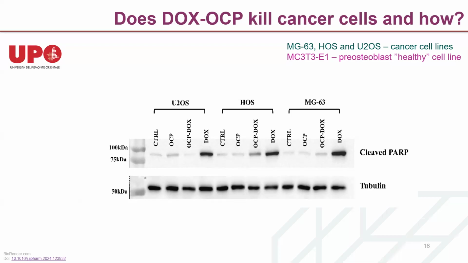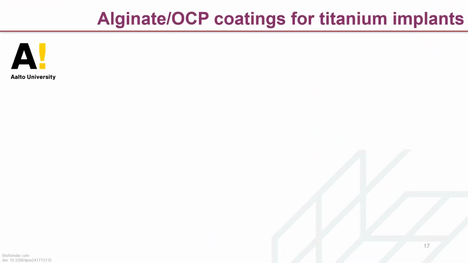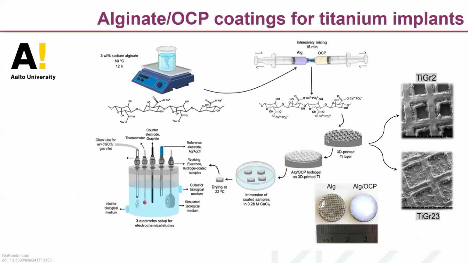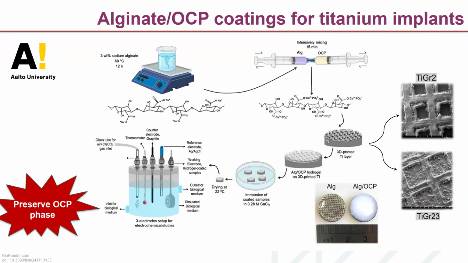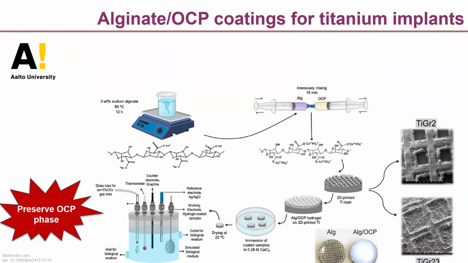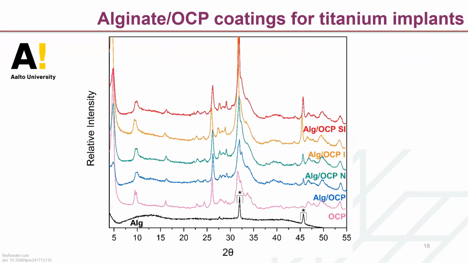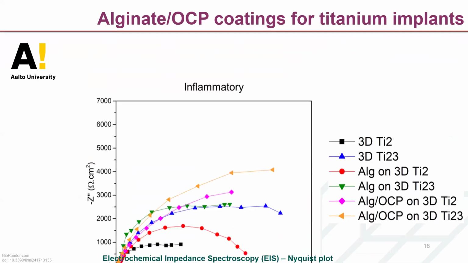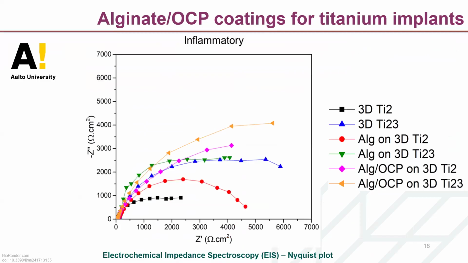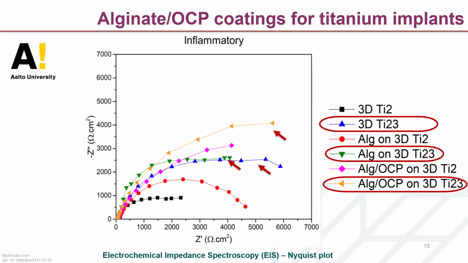For the second utilization of OCP, we have developed composite coatings with alginate in order to increase the corrosion resistance. We have tested it in 3 different media that simulated normal body conditions, inflammatory and severe inflammatory. And in all the testing conditions, OCP mostly remained after the immersion, and the electrochemical tests proved that for 2 different titanium grades, incorporating OCP in alginate had significantly higher resistance than bare titanium or only alginate-covered titanium.